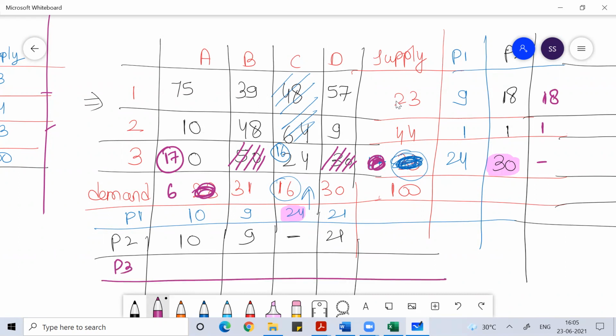This would be 65. So the largest one would be 65 only, right? Nothing can be more than 65. So demand is 6, supply is 23. No, sorry. The smallest one is 10, right? So demand is 6, supply is 44. So you'll put 6 on this. 75, nothing can be done. This is done. This will become 38.